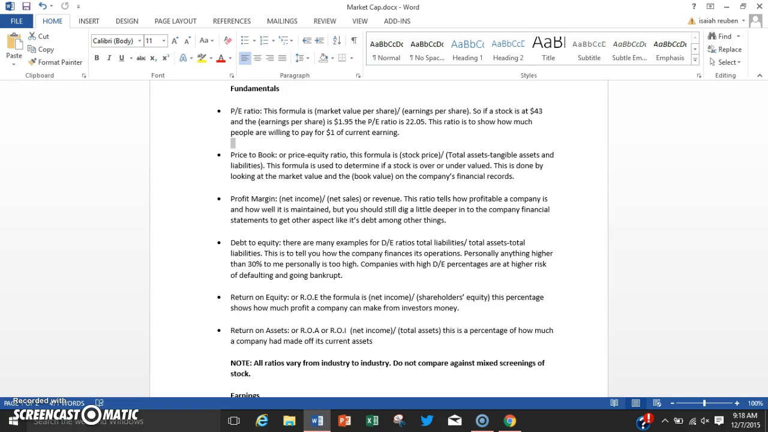Price to book, or price to equity ratio. You see the formula, the stock price divided by total assets minus intangible assets and liabilities. This is to determine whether stocks are overvalued or undervalued, and that's something you want to look for when investing in stocks, especially for the long term.